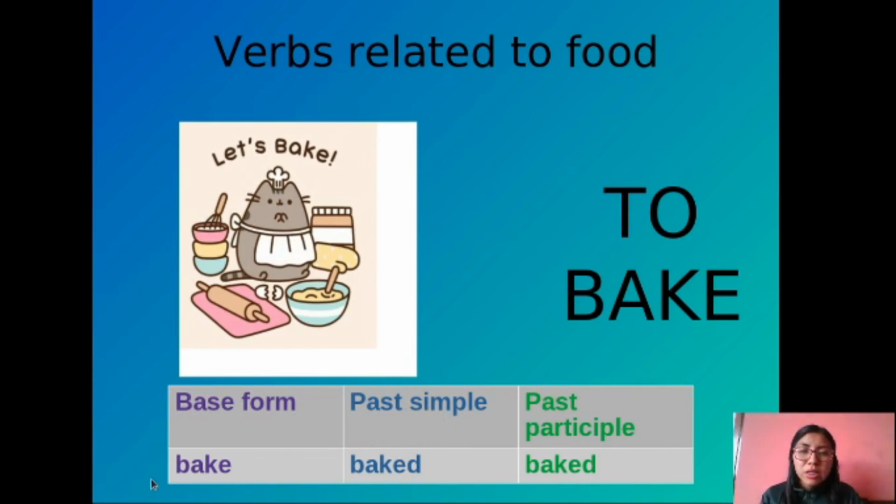So repeat with me. Bake, baked, baked. For example, my mother bakes a cake. My mother baked a cake. In past participle, my mother has baked a cake.